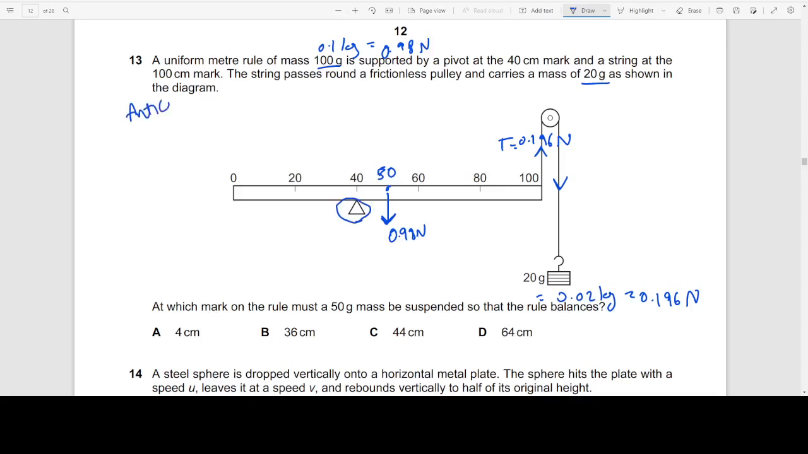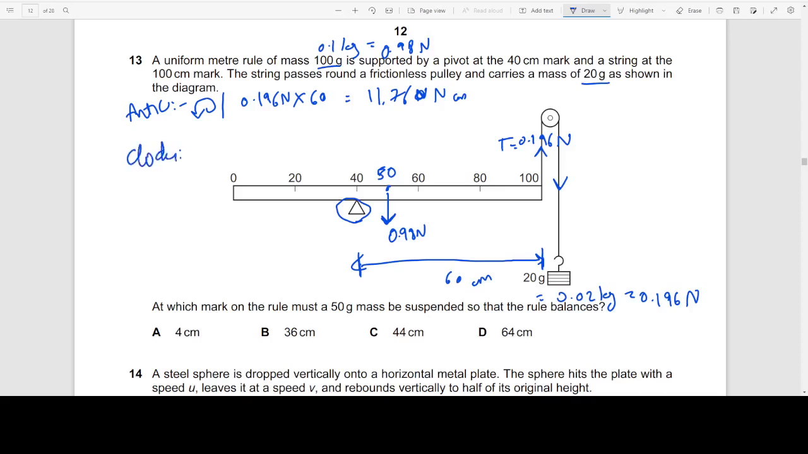The anti-clockwise moment is 0.196 newton into 60, because we are taking the distance from 40 till this weight, 100 centimeters, so 60 centimeters. This is anti-clockwise, which is 11.76 newton centimeter.